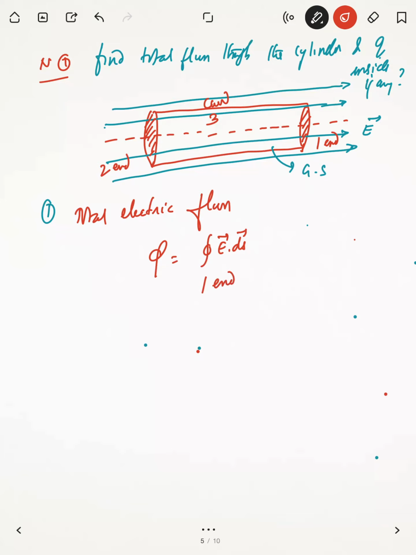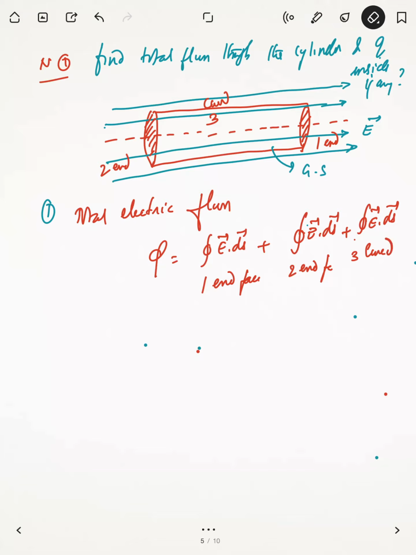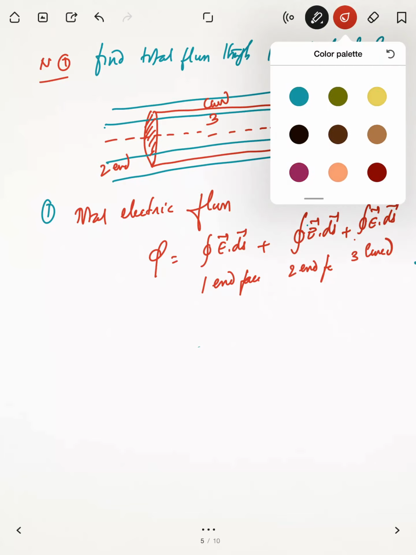This is the first end face, plus the closed integral of E dot ds over the second end face, plus the closed integral of E dot ds over the third surface, which is a curved surface. To evaluate E dot ds, you should know the direction of the E vector and the ds vector on all three faces. So we will find out the first face, second face, third face. You have to mark the E vector direction and ds vector direction there. We'll see what the directions are in this case.